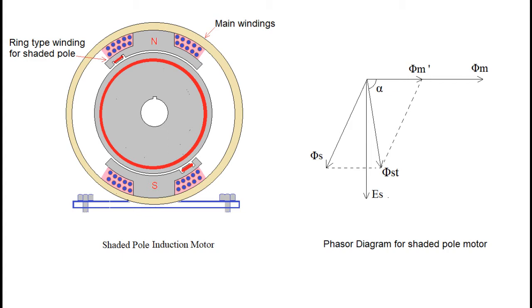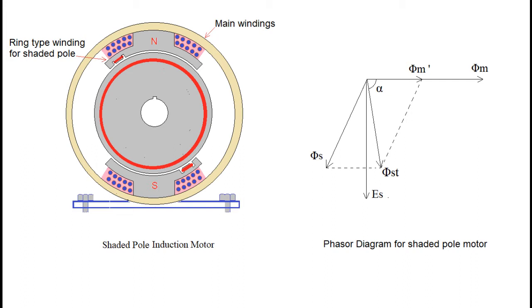The ring type of coil placed in slot acts like a short-circuited coil. The EMF induced in this coil acts on itself to pass current through it. This current in the coil creates additional flux that may be considered as phi s. The shaded portion of pole carries both fluxes, some portion of main flux and phi s. Let us symbolize the portion of main flux that passes through shaded portion as phi m dash.